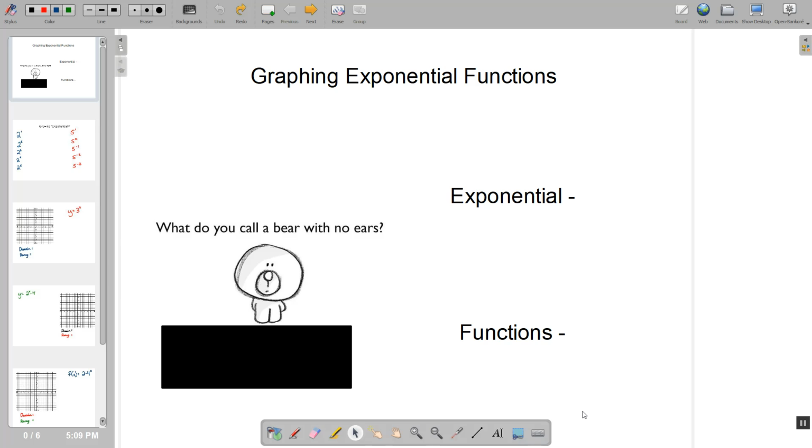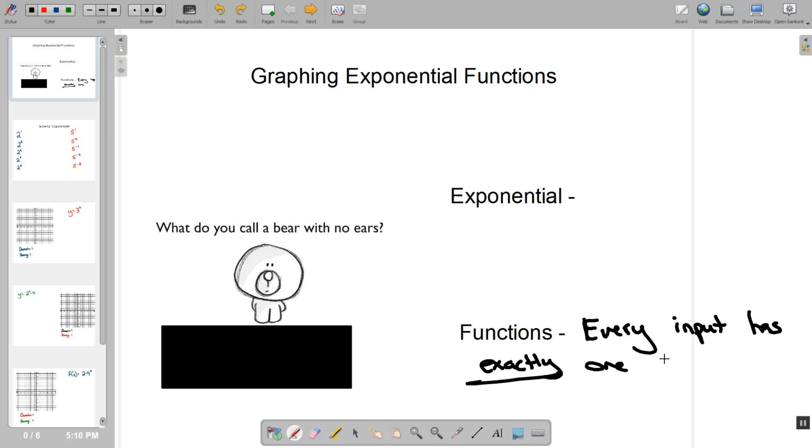Hi everyone. We're going to be working on graphing exponential functions in this video today, and we've been working a lot with functions before this point, but usually functions were lines. But functions, by definition, if we go back to what it used to be, is every input has exactly one output. And the reason why that's important is that we can make a table of values pretty easily with functions. And so since we are dealing with functions, we're going to be using tables a lot in this video.